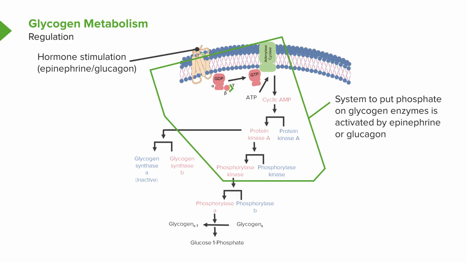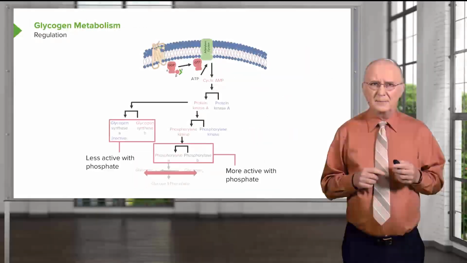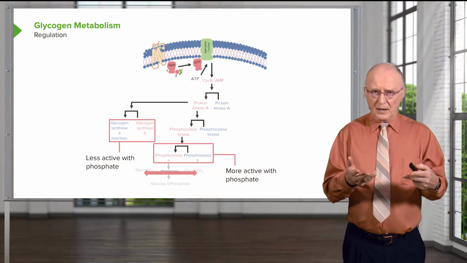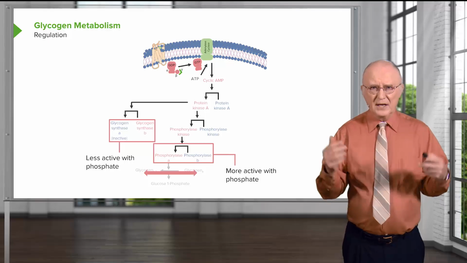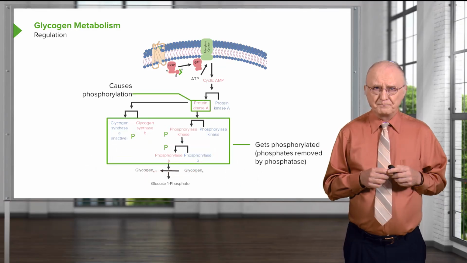So as we've seen, this system is designed to put phosphate onto glycogen enzymes, and this addition of phosphate on the glycogen enzymes is activated by the hormone stimulation, and you've seen a little bit of the effects that these can have on the activity. Glycogen synthase, the synthetic enzyme, is less active with phosphate, and glycogen phosphorylase that breaks down glycogen is more active with phosphate. Now, this reciprocal regulation is very, very important for these metabolic pathways, and reciprocal regulation as a principle is very important for catabolic and anabolic pathways in general.